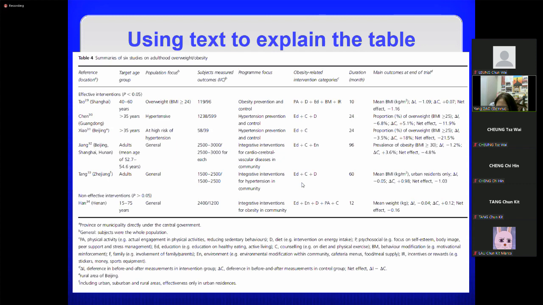Actually, this is the intervention, the components of intervention. Here, PA means the physical activity intervention. The D means diet, education, behavior modification. RA, I also need to have a look. RA means the incentives or rewards involved. So, for example, this one is a comprehensive intervention involving physical activity, diet, education, behavior modification, as well as rewards.